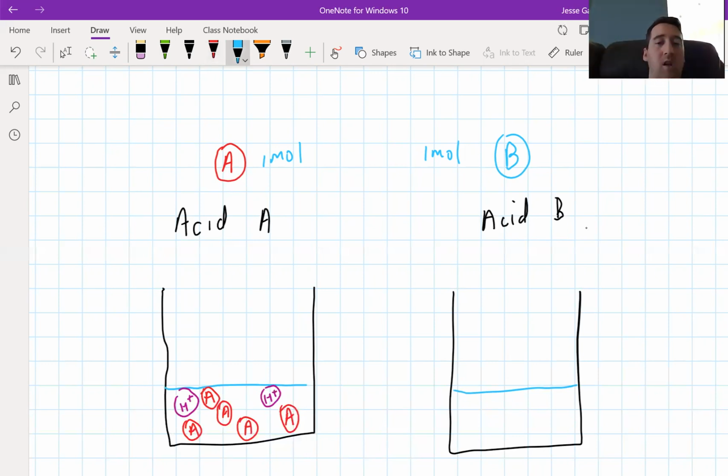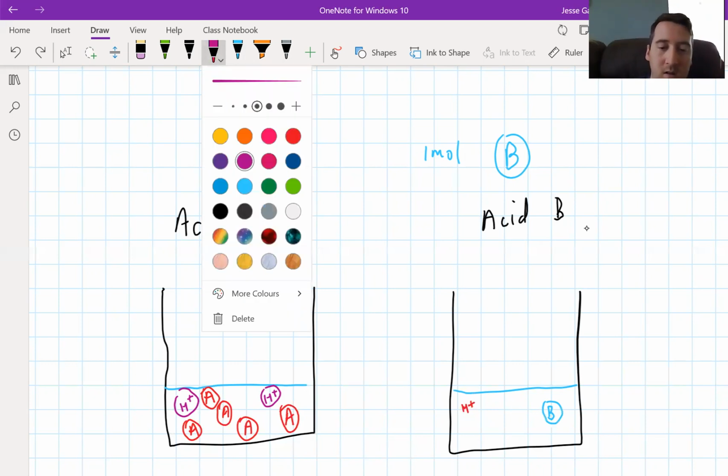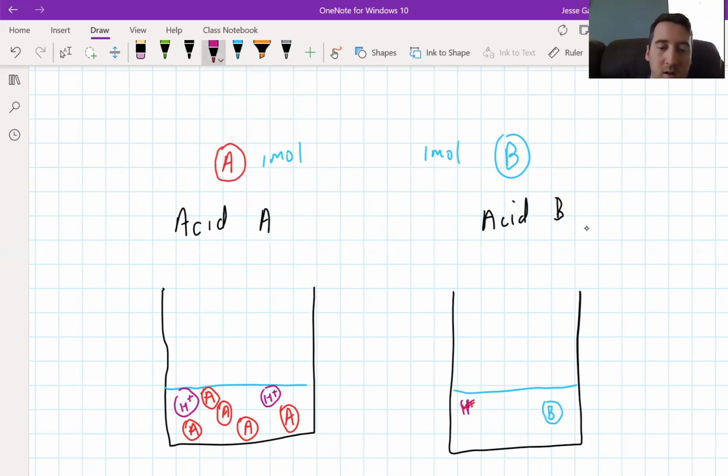Acid B is a lot more likely to split up and produce H plus ions, so that only one of the molecules stays intact as B, and all of the rest of them split up to produce H plus ions. Sorry, I'll go with the purple one again. So by starting with the same amount of each acid, the same number of moles of each acid, we can end up with acids that produce a different number of H plus ions.